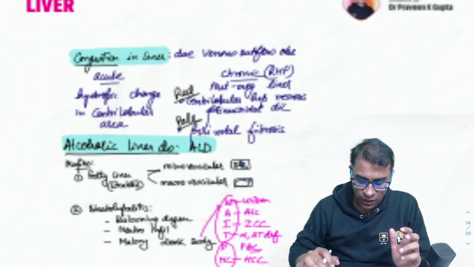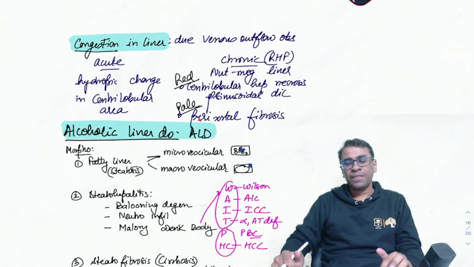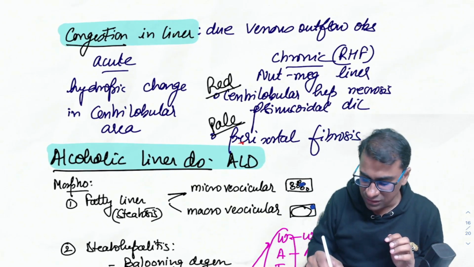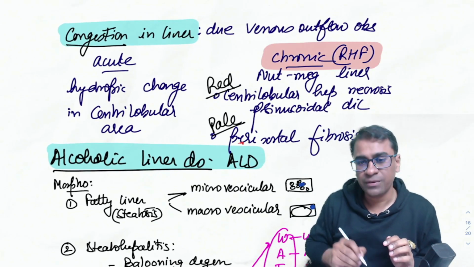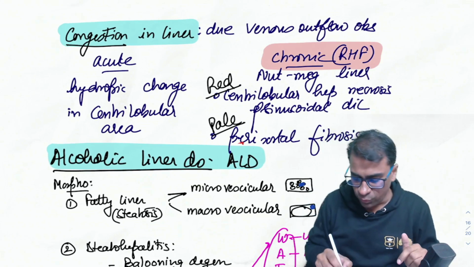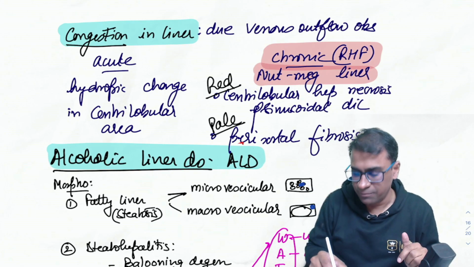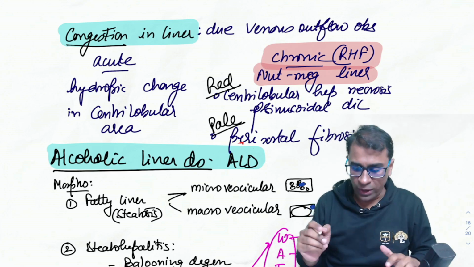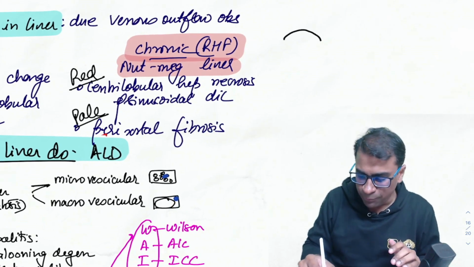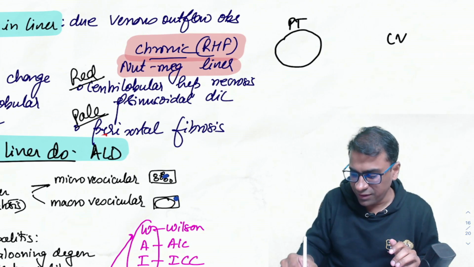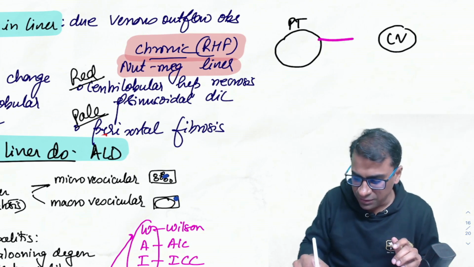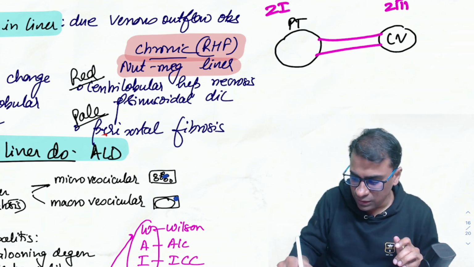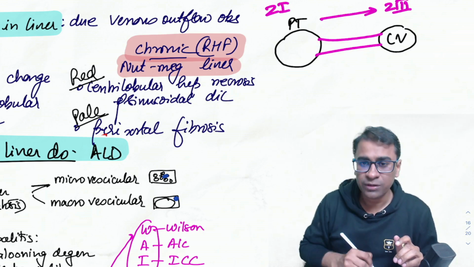Okay, next is about the liver. This again was asked in last year's NEET PG. The chronic liver condition shows what is called nutmeg liver. What is nutmeg liver? Suppose there's zone 1 and zone 3. I hope you remember that there's a portal triad and central vein, and between them a sinusoid. Zone 1 is this one and zone 3 is this one, and blood flows from zone 1 to zone 3.